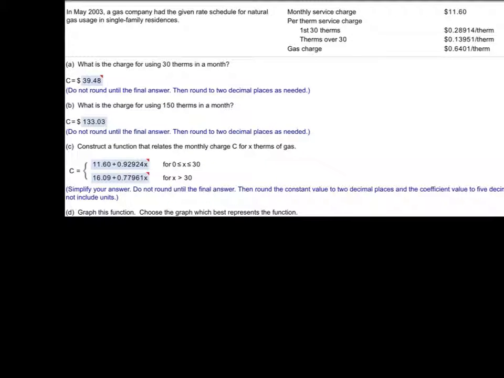So the information, of course, was given here at the top. But here at the top, they tell us some information that's vital to know. We know we have a monthly service charge of $11.60, right? And we also know that the first 30 therms, we're going to be charged this amount, okay? And we're also going to have a gas charge here, which is what these two totaled into the first part. These two were part of the first total.